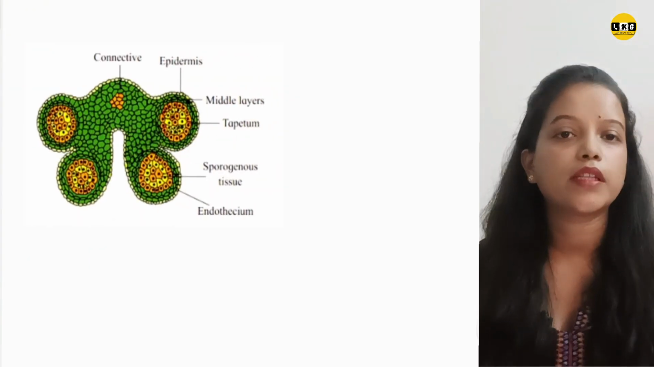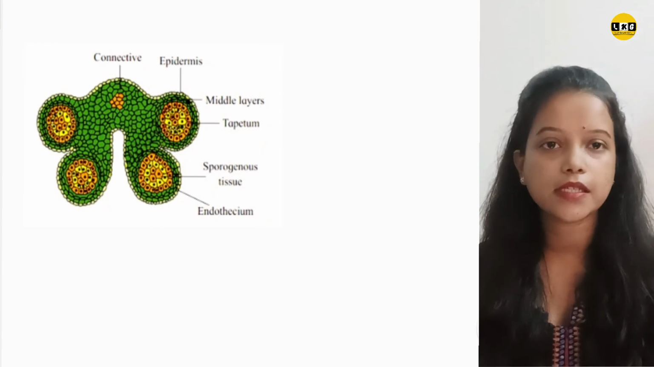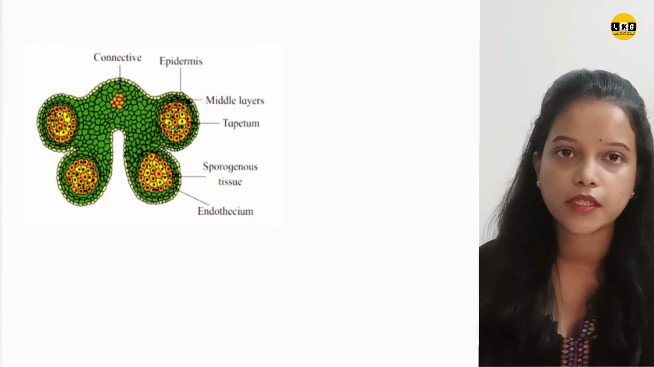So today we are going to discuss the continued part of the chapter, that is TS of Anther and Microsporogenesis. So let's get started. In the TS of Anther, we can see 4 wall layers. Let's discuss the 4 wall layers in detail.